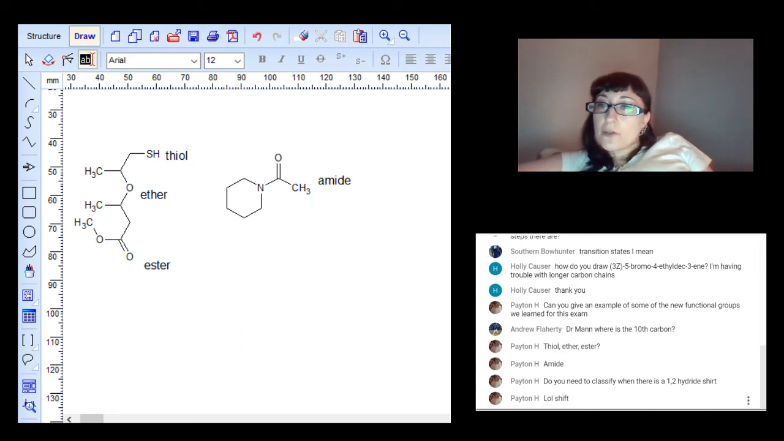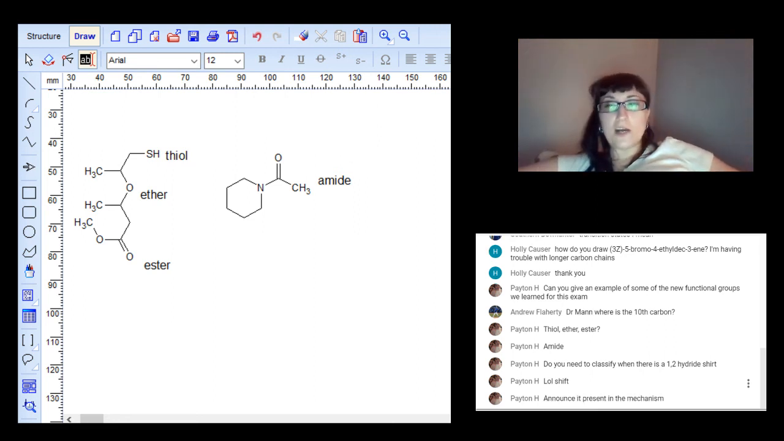You need to classify when there's a 1,2 hydride shift. That's definitely not the worst typo I've seen for shift before. So I don't know what you mean by do I need to classify it? Like if it's something you're trying to show with the mechanism, you need to show that as part of the mechanism, that one arrow that shows the hydride moving over a carbon. If you're just trying to show a reaction, then you don't need to do that. I mean, you would show the product with the shift in, as part of the product, but you wouldn't have to do it.